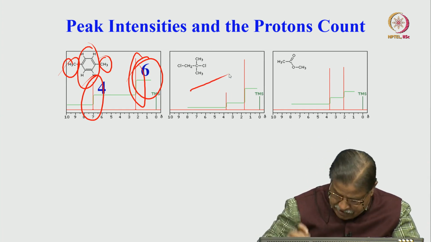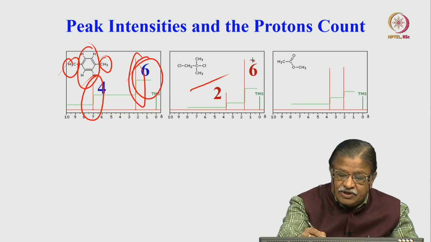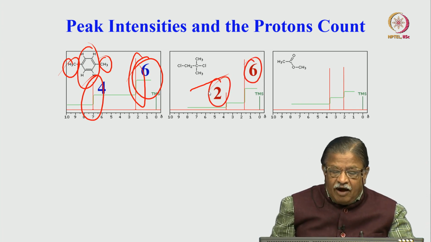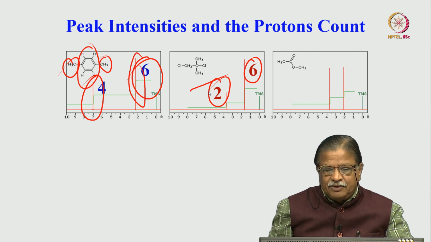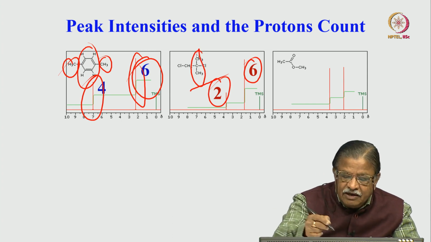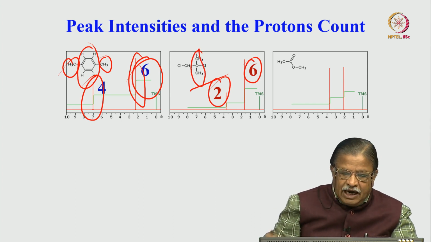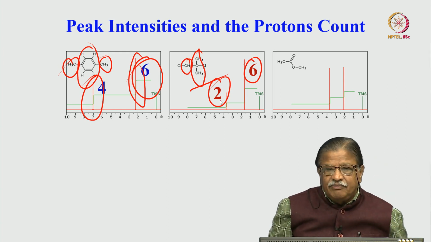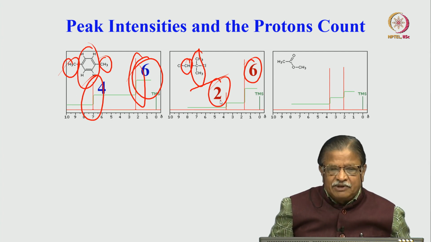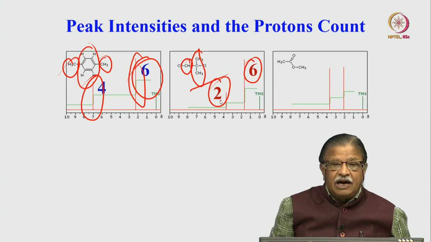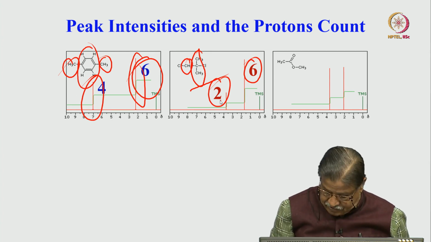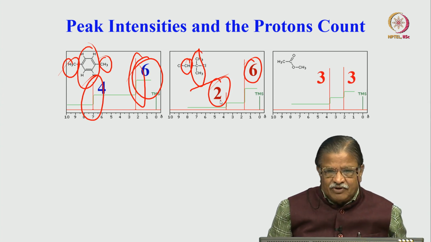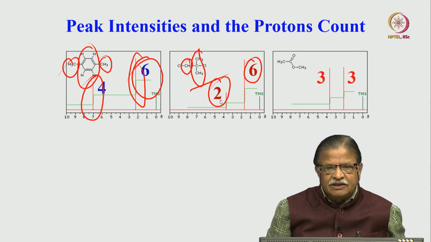If you look at it, the intensity ratio is 6 and 2. Obviously, the 6 intensity corresponds to 2 methyl groups, which are overlapped, and the other one is CH2, which is here. So, by the intensity of the curve, you can fairly get the information about the number of protons present, and you can start making the assignment of the peaks. If they are chemically non-equivalent, they come at different places, and you can start interpreting.